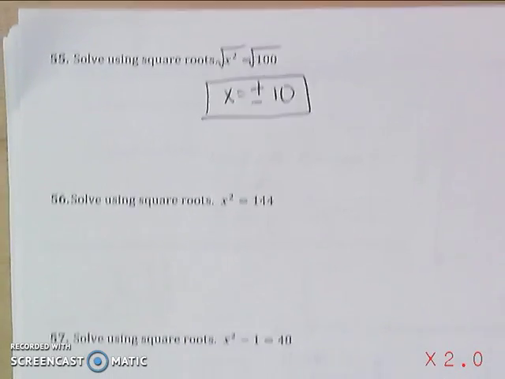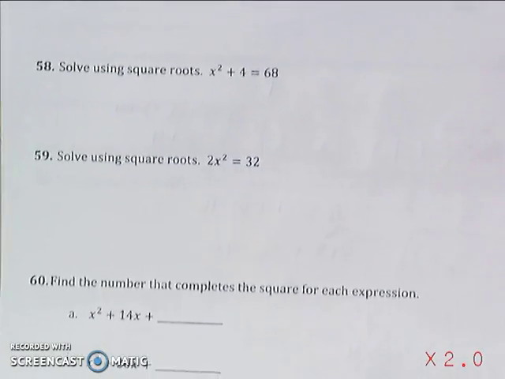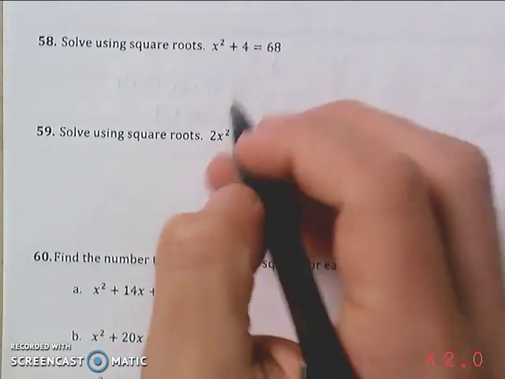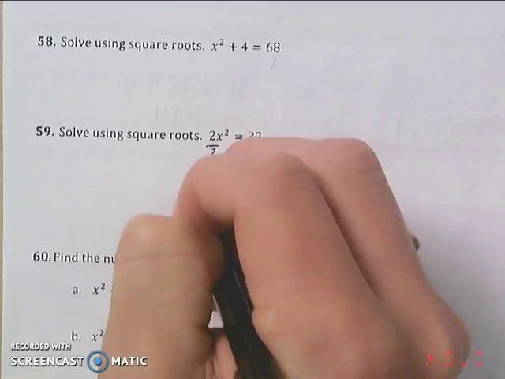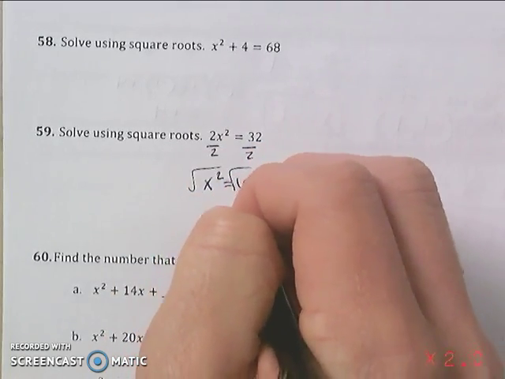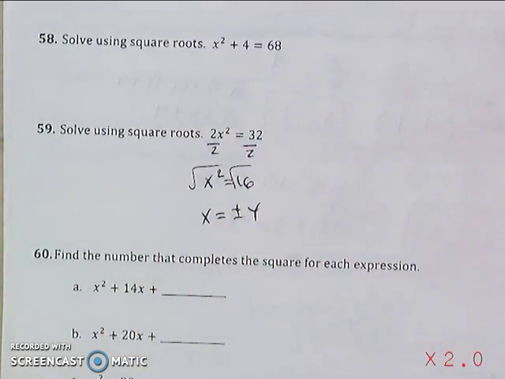Let's do 59 real quick together. First, before we can take the square root, we just have to divide by 2. X squared equals 16. Take the square root, and x is going to equal plus or minus 4.